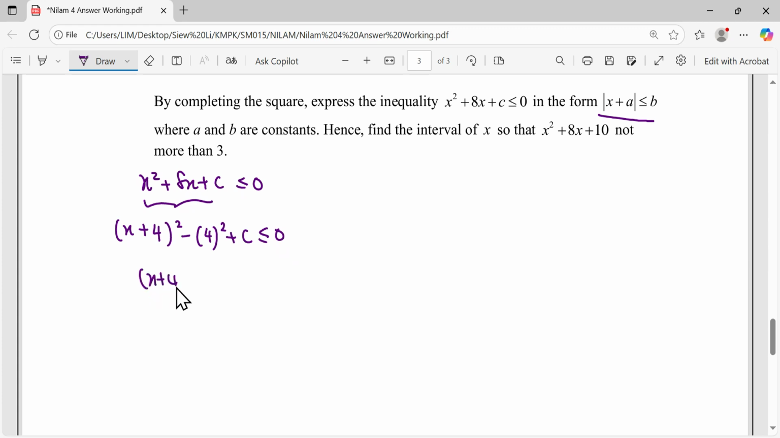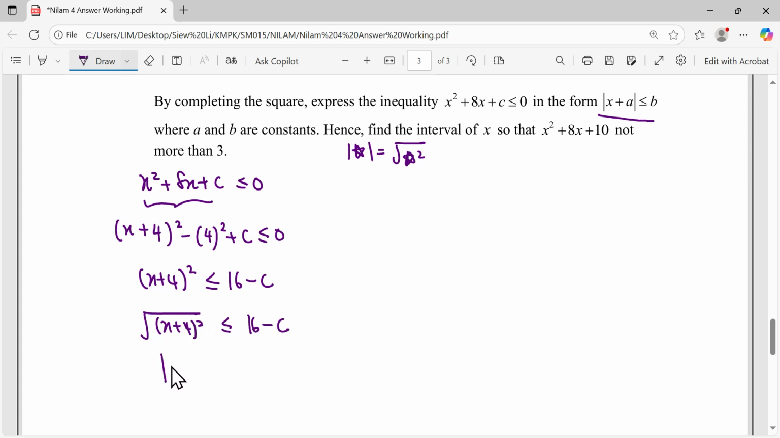So x plus 4 squared will be less than or equal to 16. Move this minus 16 to become plus 16, then plus c will be minus c. To get the modulus, you know that modulus equals square root and square. I have the square already, but I don't have the square root, so I square root both sides. When you square root both sides, the square root and square indicate the symbol of modulus.